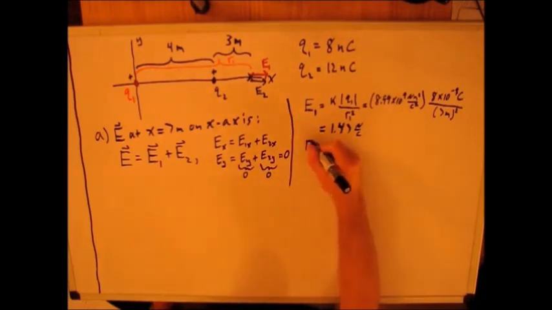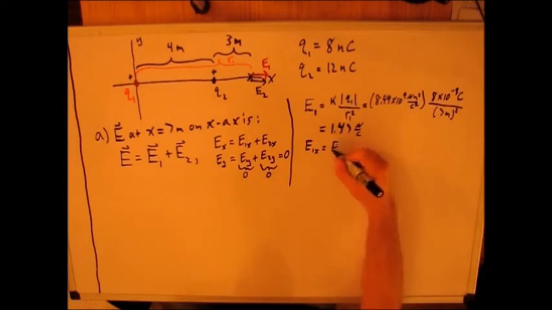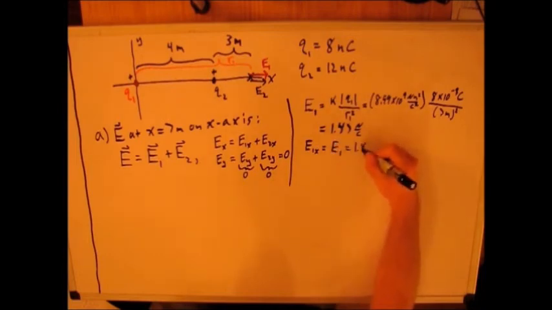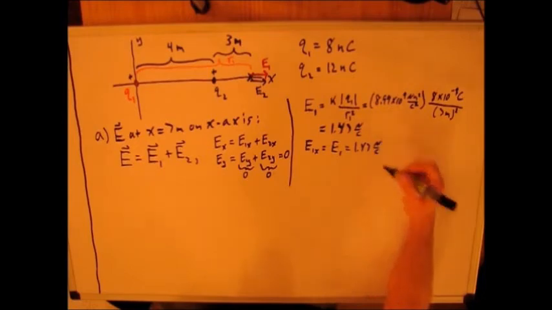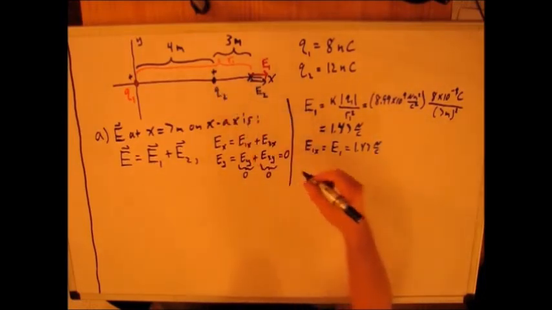So what's E1x? Well, you get this just from looking at the picture. E1 is pointing in the positive x direction. So E1x is just equal to the magnitude, E1. So 1.47 newtons per coulomb. Okay, so what about E2, the electric field due to charge Q2?